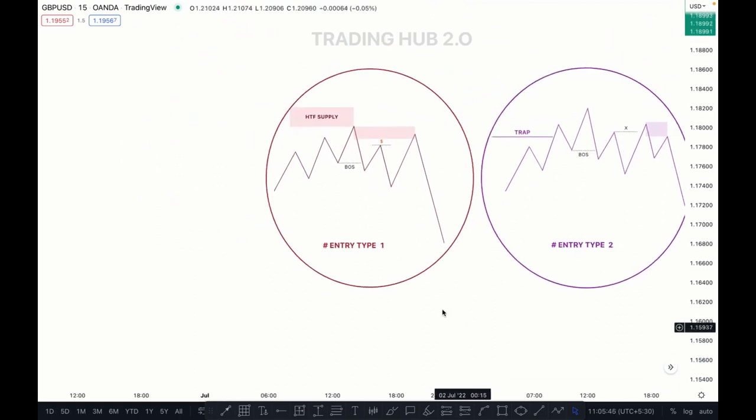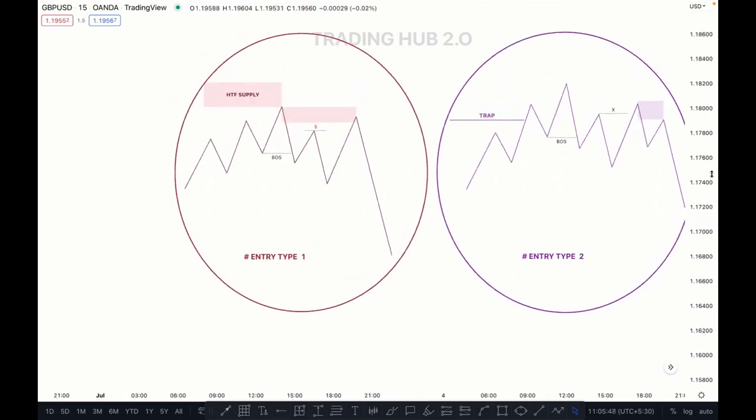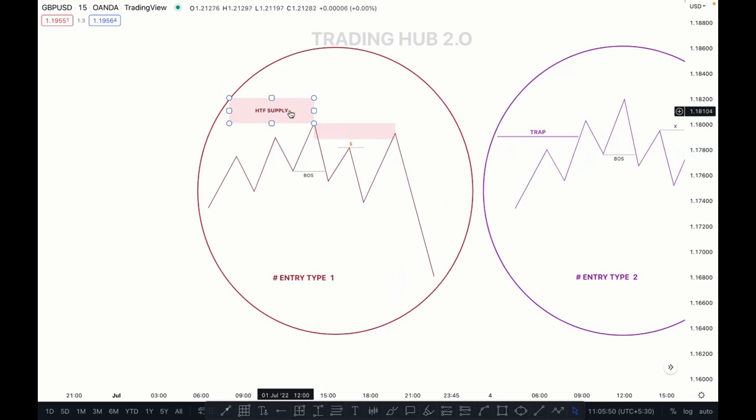You have to apply entry type 1. Why? Because when the market taps on the order block, higher time frame supply, then you have to wait for the CHoCH. Okay, and then the market breaks this structure and creates the first inducement, minor inducement, and then after taking out this inducement, you can sell.